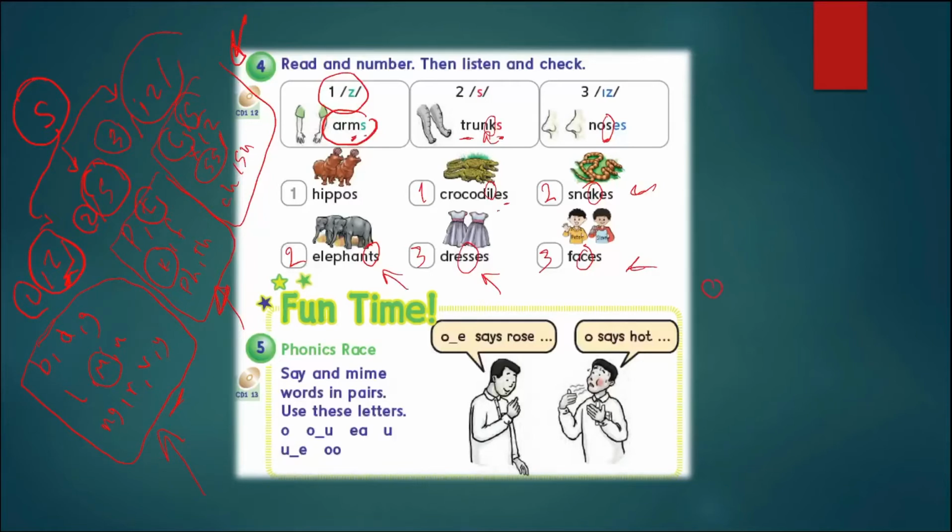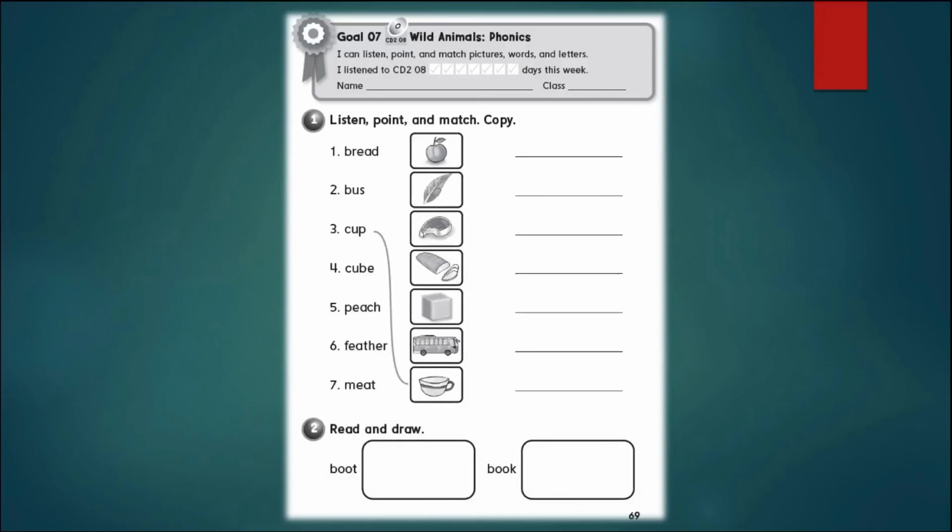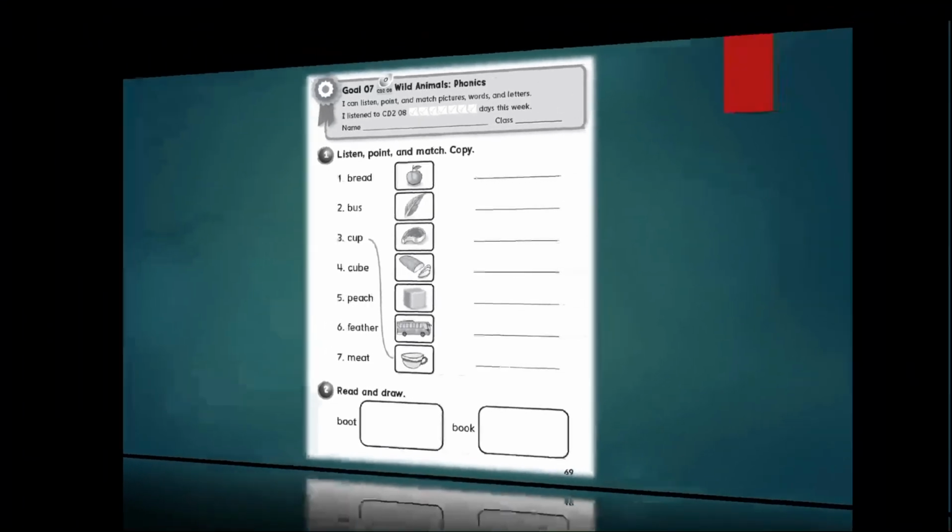So guys, we have also differentiated between the letter O as a short vowel and a long vowel. Okay, look at this word, rose, but here we say it like hot. This is a short vowel and this is a long vowel. If it's a short vowel, we're going to pronounce it one way. If it's a long vowel, we're going to say it the other way. Okay. So we have to do this homework, which is page 69 and 70. Okay, guys.